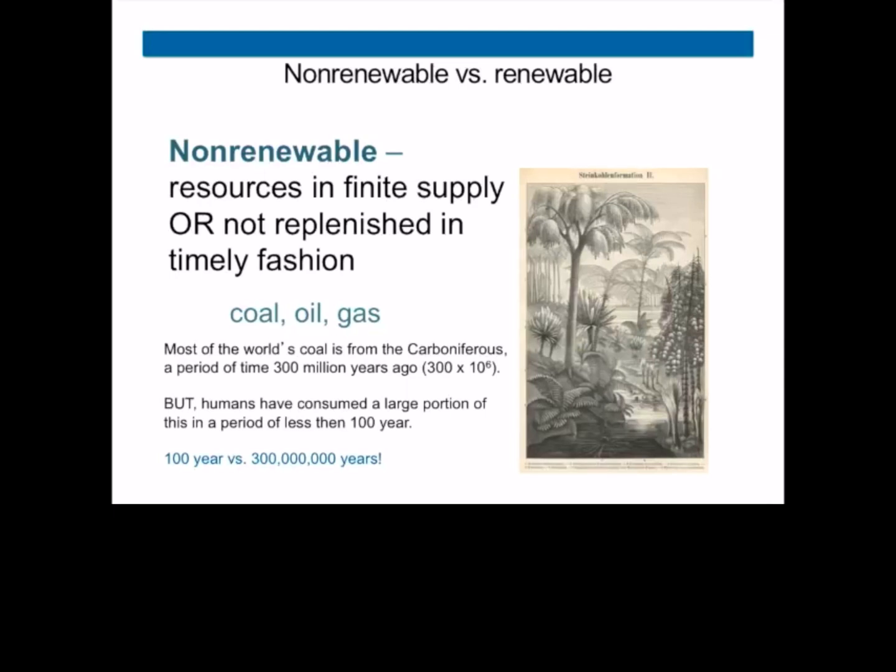We have used this in about 200 years. So in about the last 100 to 200 years, since the 1800s and the Industrial Revolution, we have consumed what took 300 million years. We have consumed that in about 100 years. So this is why we consider this a non-renewable resource. In the next 100 years, when these are all gone, there's not going to be any more. It takes 300 million years for this to form. We're not going to be able to wait around for 300 million years in some sort of frozen animation for this material to come back.